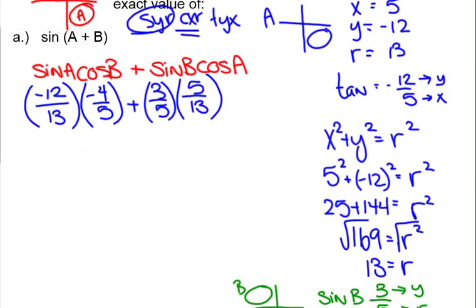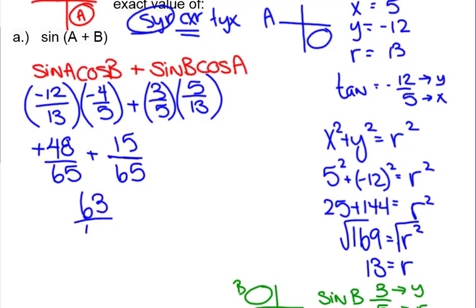From here, we can simplify. So positive 48 over 65 plus 15 over 65. We've got our common denominators. That's awesome. When we add those together, we get 63 over 65. And if I'm looking for an exact value, which we are, fractions are our exact values.